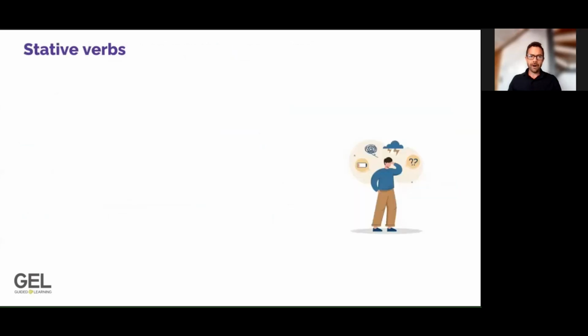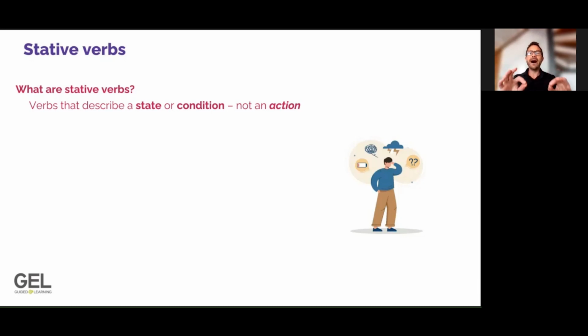We're going to look now at an important area to understand when we are choosing if we should use present simple or present continuous. There are a type of verb called stative verbs. And let's understand what is this verb? What are these? A stative verb is a verb that describes a state or a condition. And most importantly, it is not describing an action. Okay? The verb is about a state or a condition.